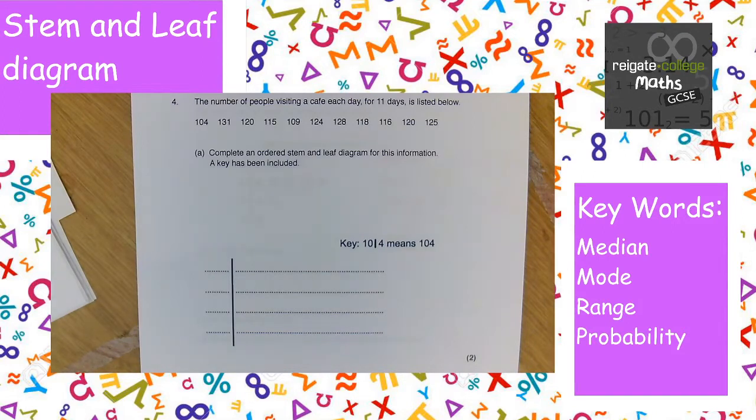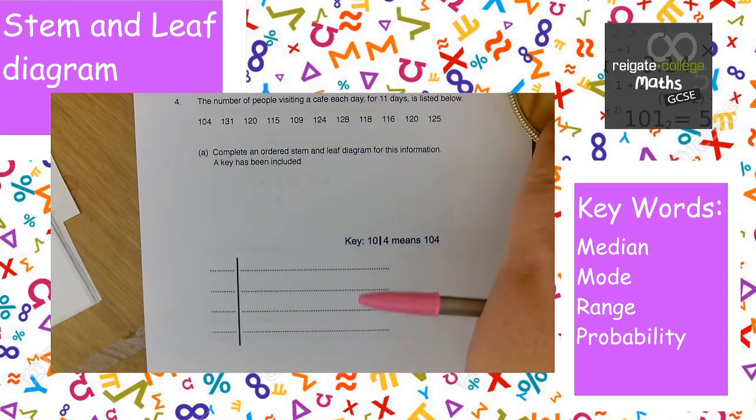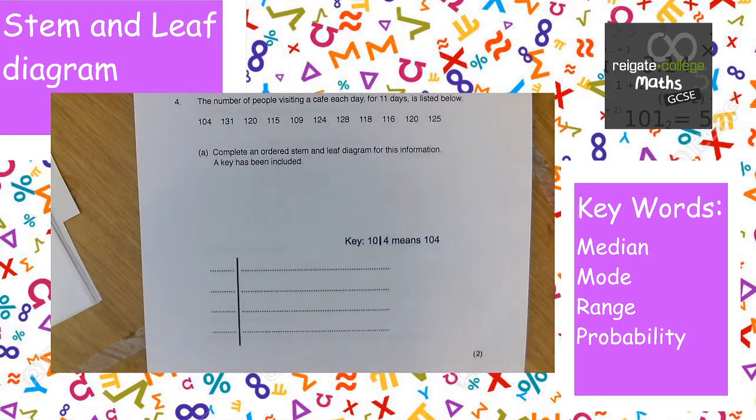I'm now going to show you how to draw your own stem and leaf diagram, and I have a set of data here of the number of people visiting a cafe each day for 11 days. You see the question asks for an ordered stem and leaf diagram, so we're going to write the data down twice. In the first instance, an unordered stem and leaf diagram, just so that we know we've got all the information, and then an ordered stem and leaf diagram, and by that I mean that the information is going to be in numerical order.